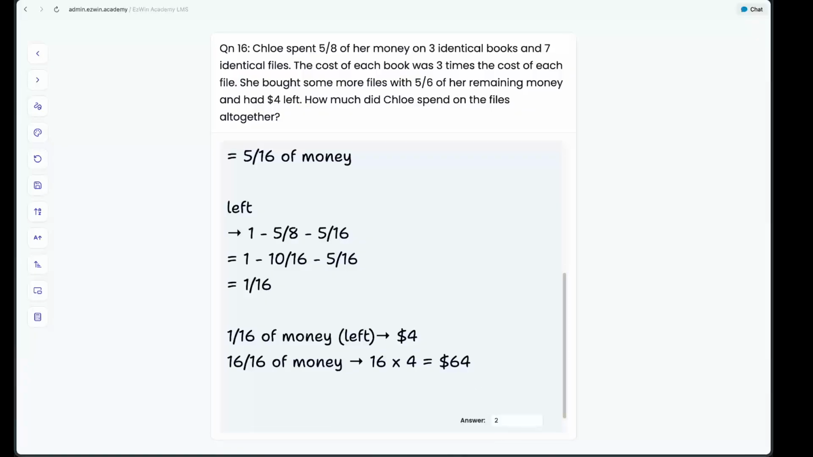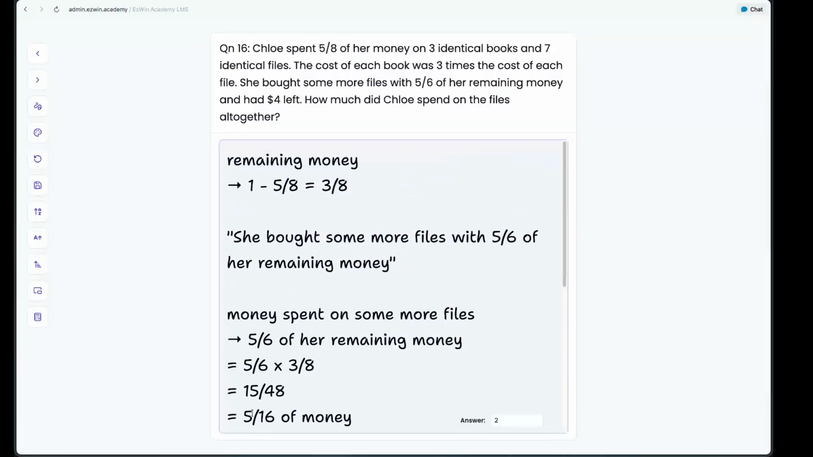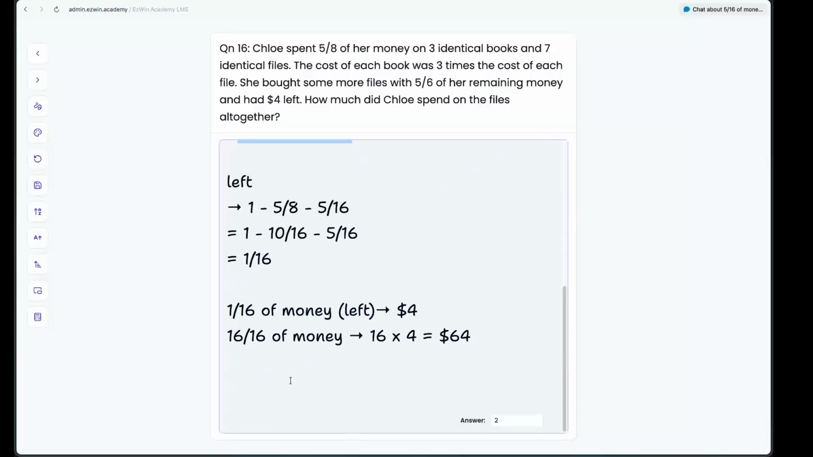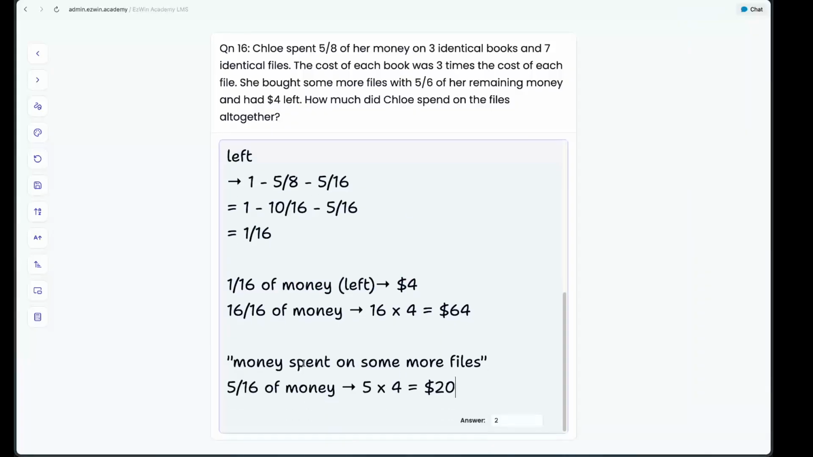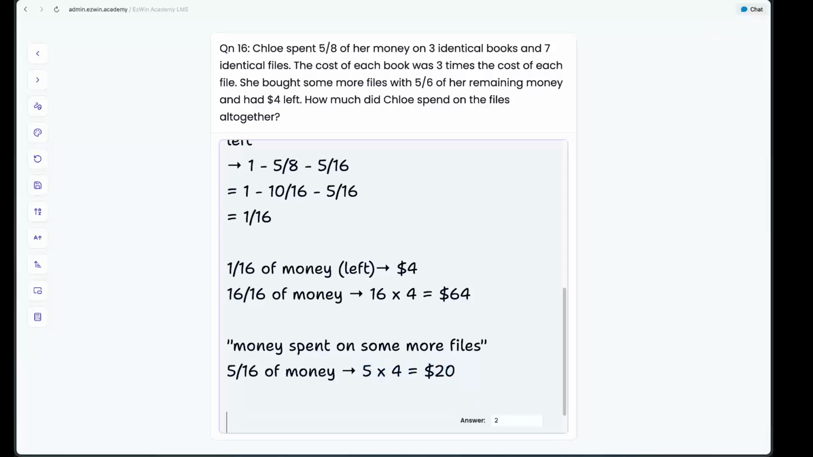Then we knew that the money spent on some more files is 5 over 16 of the money. We calculate this first because there are 2 parts on how much is spent on the files. So this is the later part, right? So 5 over 16, she spent $20, right? 1 over 16 is 4. 5 is just 5 times 4, and this will give us $20.